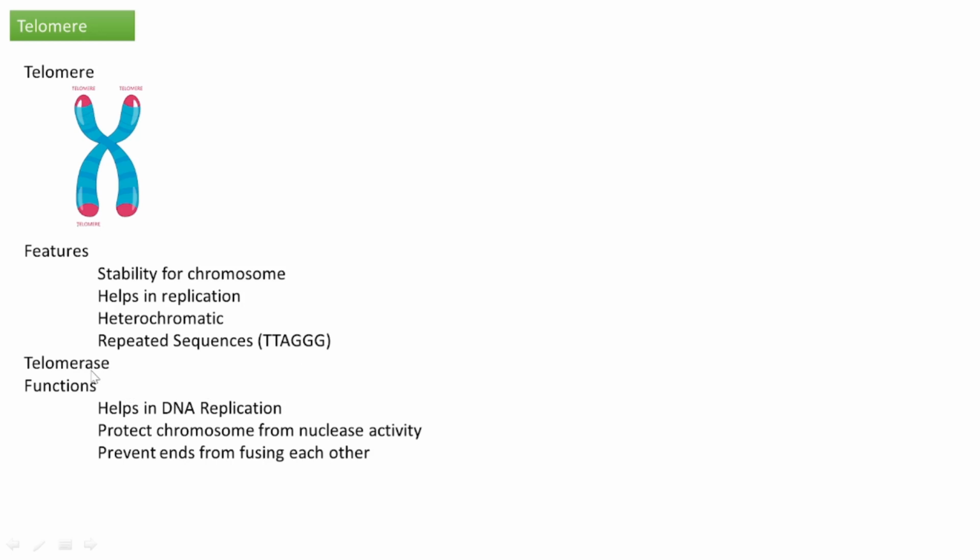Then what is telomerase? Telomerase is the enzyme that is maintaining the telomere sequence generation after generation. After understanding the role of telomerase, the role of telomere sequence in stabilizing the chromosome and its role in replication will become more clear to you. That's what I am going to explain now.